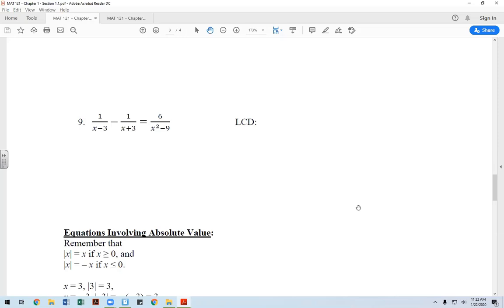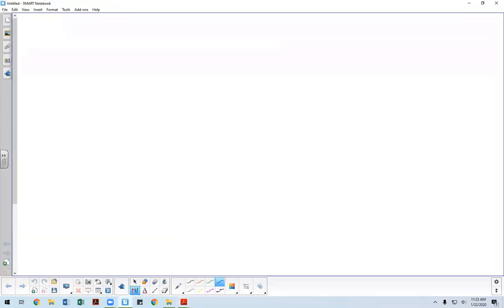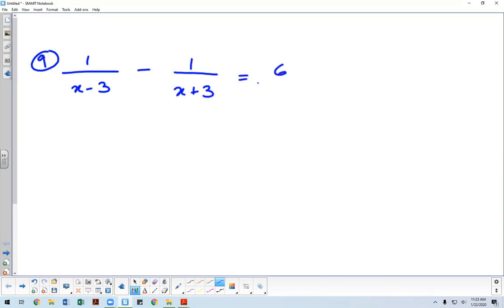Okay, so number 9, and then we'll go back to 1.2 after we talk about this guy. Right, so 1 over x minus 3 minus 1 over x plus 3 equals 6 over x squared minus 9. So the first thing you actually want to do is factor that right-hand side denominator, x squared minus 9. This is what we call a difference of squares.